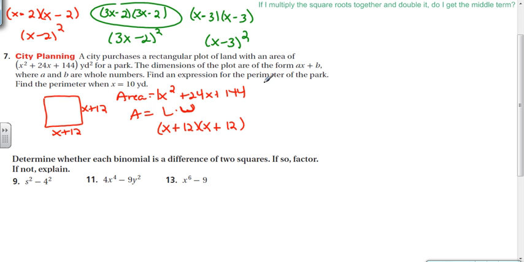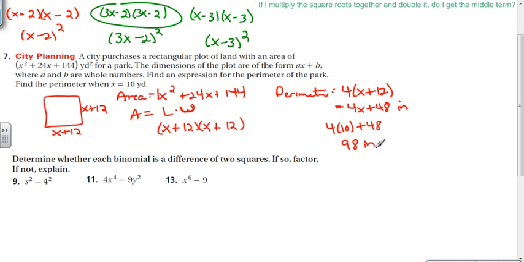And the question wants to know, what's the expression for the perimeter of the park? Well, perimeter, you're going to add up all four sides. But since all four sides are the same, a quick way of adding up x plus 12 four times is just to do 4 times x plus 12. So that would give me 4x plus 48, and that would be inches. And then the last part of the question says find the perimeter when x equals 10. So then you're going to replace the x with a 10 and do 4 times 10 plus 48. And 40 plus 48 is 98, and that would be inches.